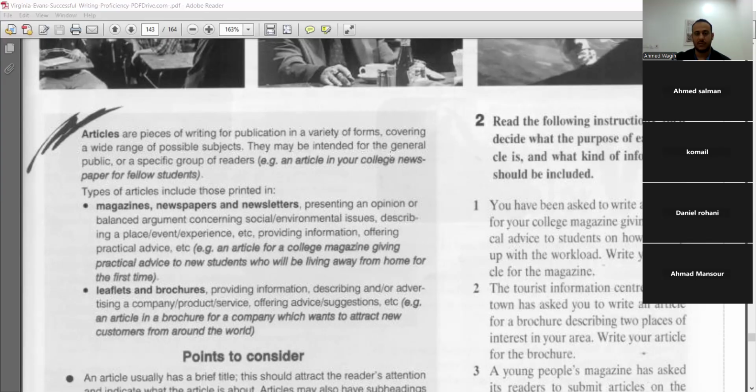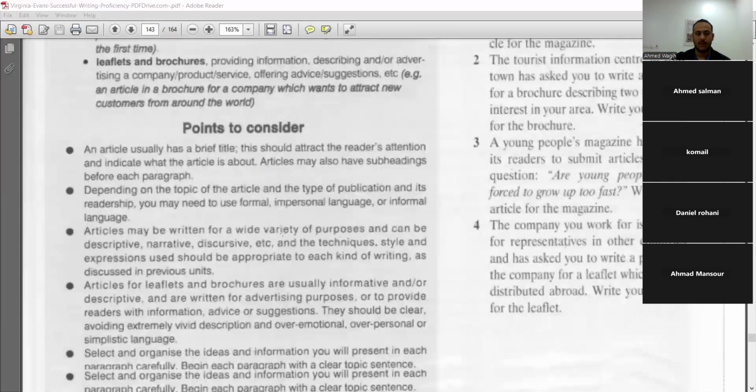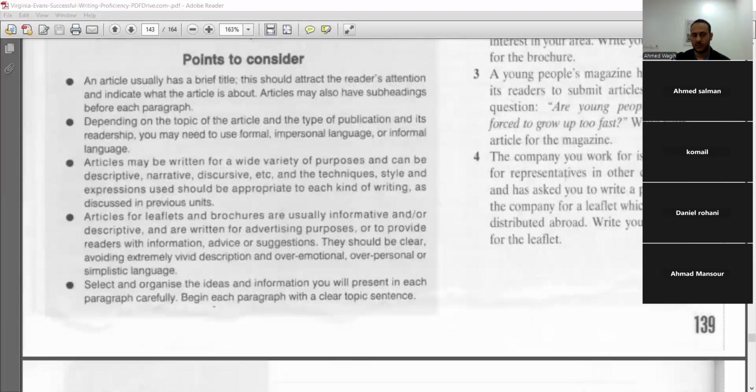They may be intended for the general public. You might write it in a magazine for the general public or for a specific group of readers, for example, an article in your college newspaper for fellow students. This is for a specific group of readers. So there are some points to consider when you write an article. An article usually has a brief title, and this should attract the reader's attention.